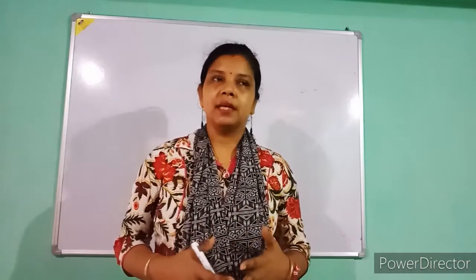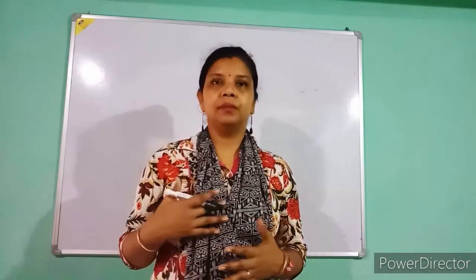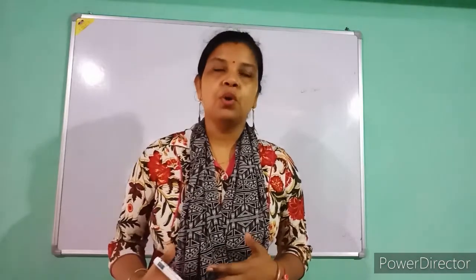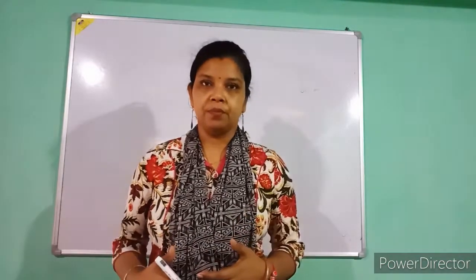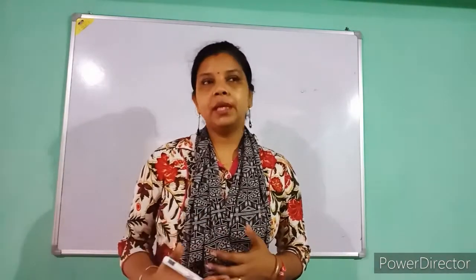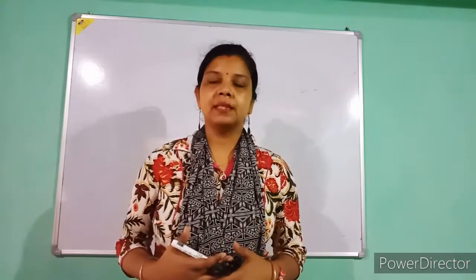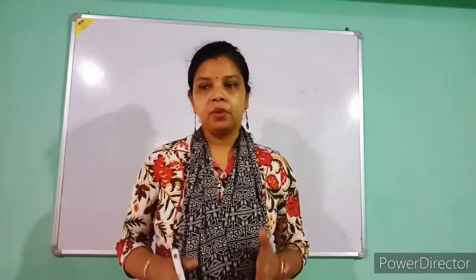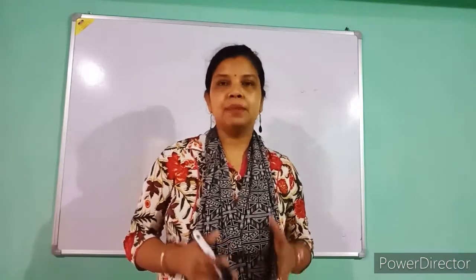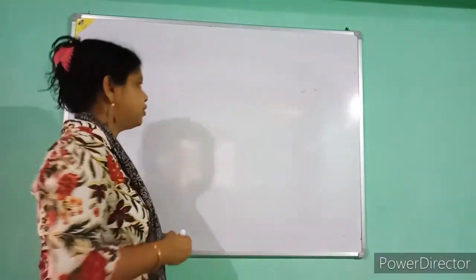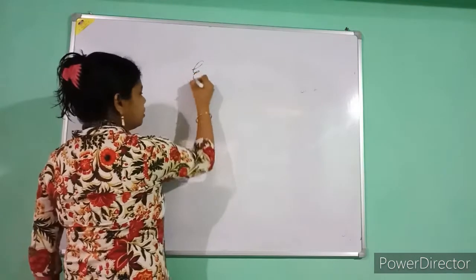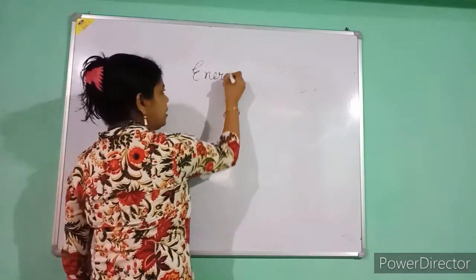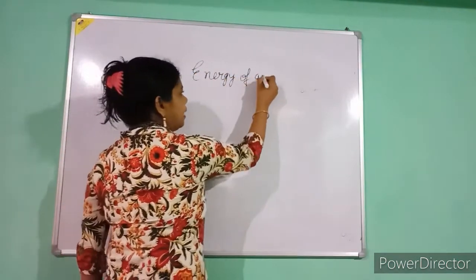So for today's class, our main aim or objective is to know the energy of an electron. After knowing the energy of an electron, we will be discussing the spectral lines in a hydrogen atom. So let's begin the class with the topic: energy of an electron.